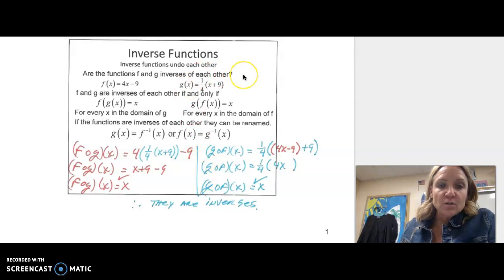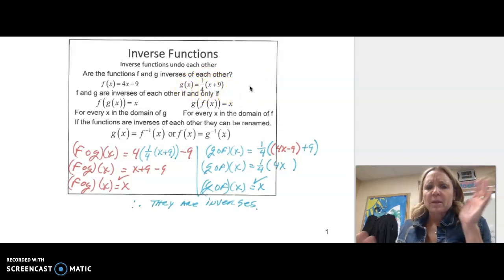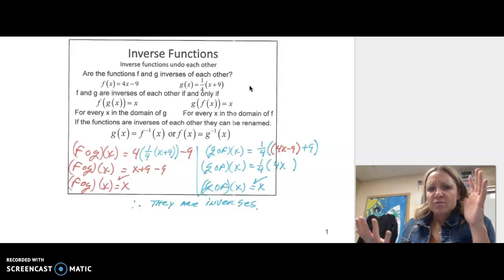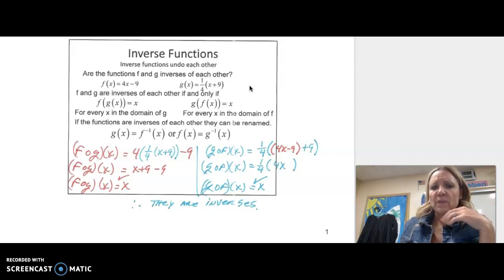All right, so the main question you're going to be asked is, are the functions f and g inverses of each other? We have f of x is 4x minus 9, and g of x is 1/4 x plus 9. So generally just look at them: are the same numbers involved? Are opposite operations happening? Sometimes you can make a judgment right away, like subtracting here, adding here, multiplying here, dividing here. Okay, so there are inverse operations.